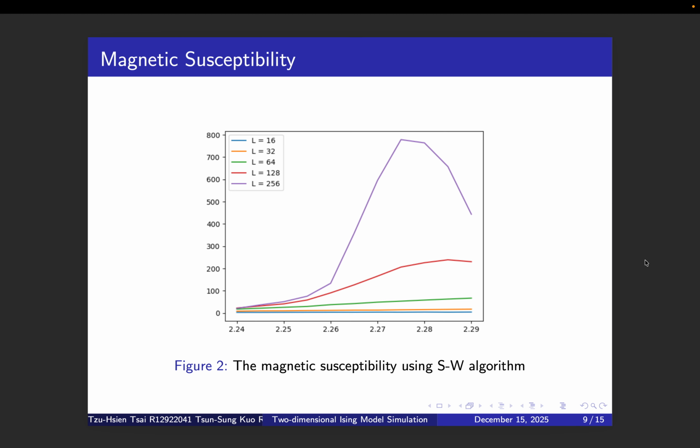For the magnetic susceptibility using the Swendsen-Wang algorithm, we can see the same scenario. The magnetic susceptibility increases when the side length of the lattice is 128 and 256, but the magnetic susceptibility remains almost the same when the side length is 16, 32, and 64.